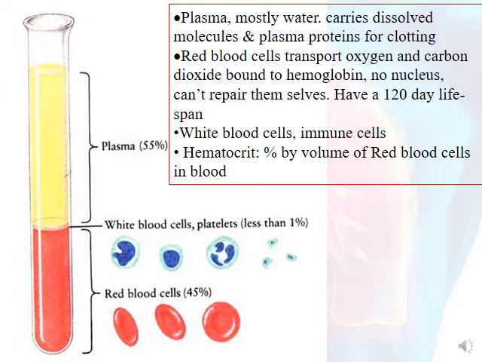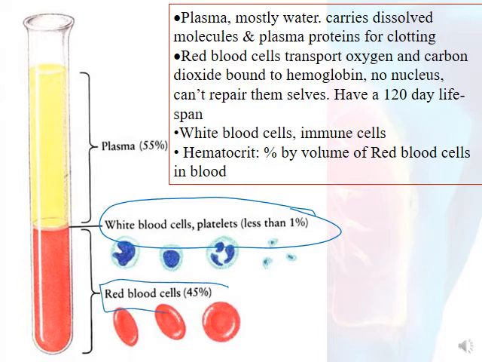White blood cells, as you got in grade 8, are called the immune cells. They have a role in immunity. Hematocrit represents the percentage by volume of the red blood cells in the blood. So let's repeat. We have plasma proteins for clotting. Platelets are important. White blood cells and the platelets represent less than 1%. The RBCs, red blood cells, represent about 45%, and the plasma represents 55%.